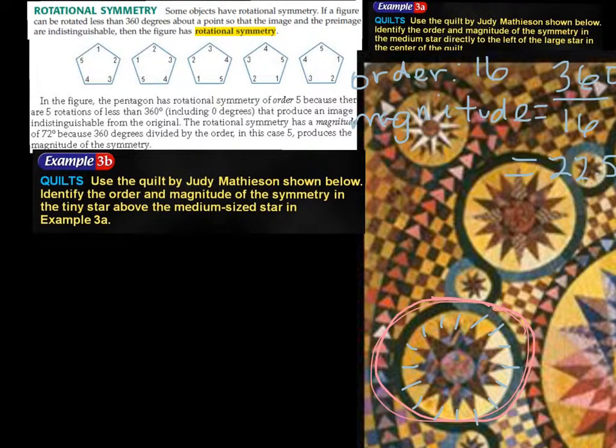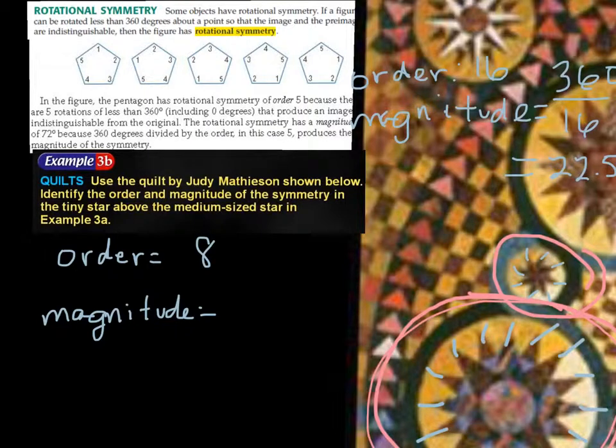Okay, now they're getting a bit crazy. They want us to identify the order and magnitude of the symmetry in the tiny star above the medium star that we just did. Okay, let's make that bigger. It has 1, 2, 3, 4, 5, 6, 7, 8 points. So that means the order is 8, and the magnitude is 360 divided by 8, which is 45 degrees.